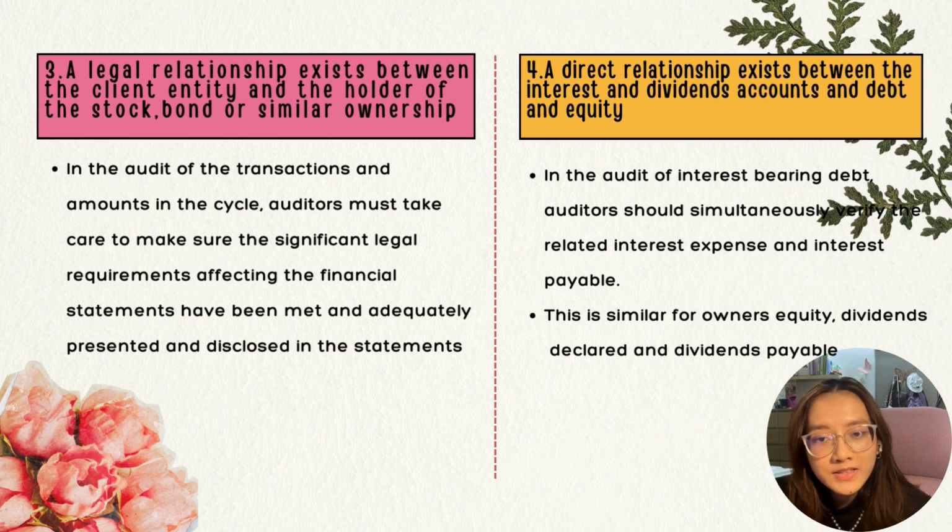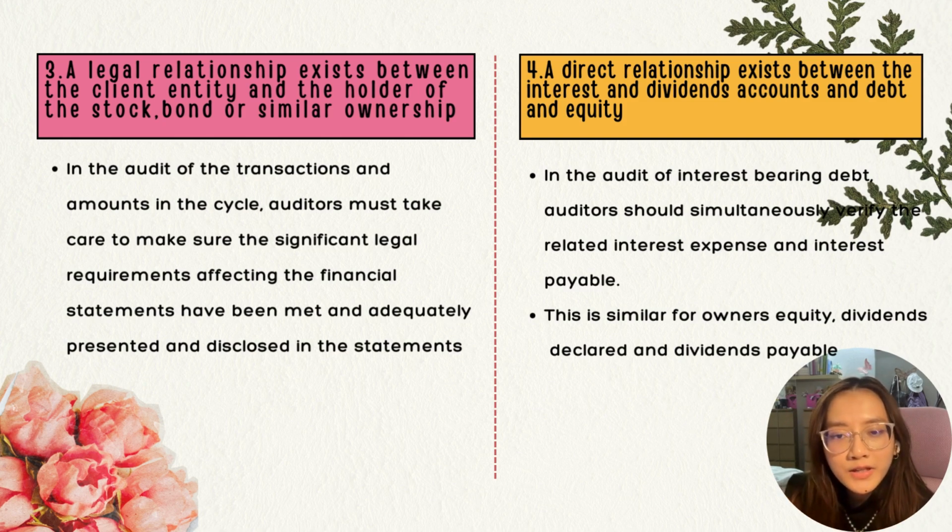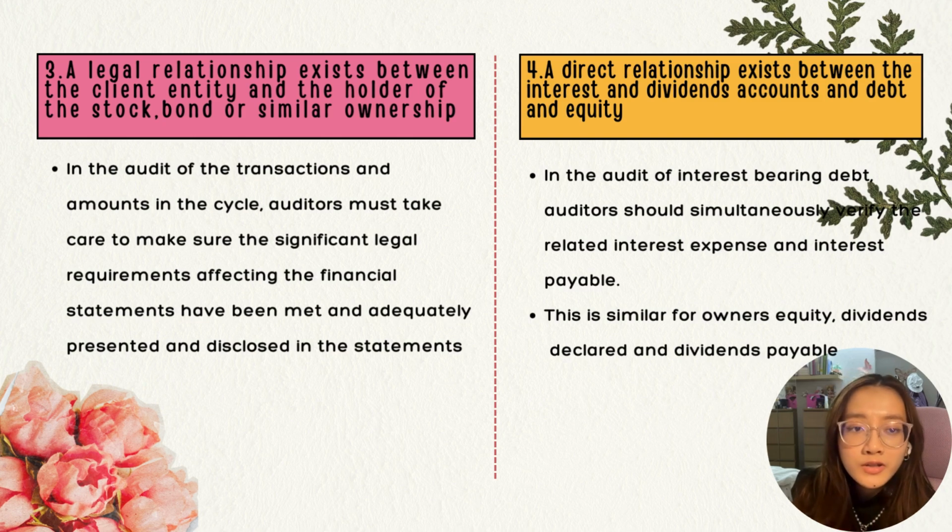In the audit transactions and amounts in the cycle, auditors must take care to make sure that significant legal requirements affecting the financial statements have been met and adequately presented and disclosed in the statement. Auditors need to ensure that all legal obligations and requirements related to these financial instruments are fulfilled. This includes verifying that the company complies with the laws and regulations, such as those related to issuance, recording, and reporting of stock and bonds.